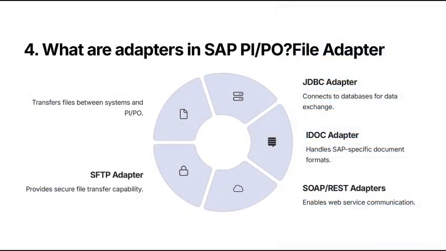4. What are adapters in SAP Pi PO? Adapters enable communication between SAP and non-SAP systems by converting protocols. Common ones include file, JDBC, IDoc, SOAP, REST, and SFTP adapters. Each adapter serves a unique use case depending on the source or target system.